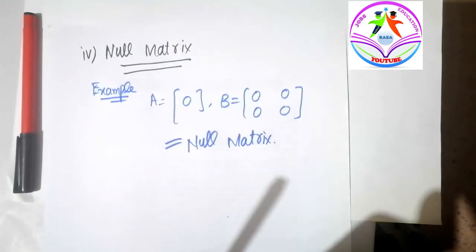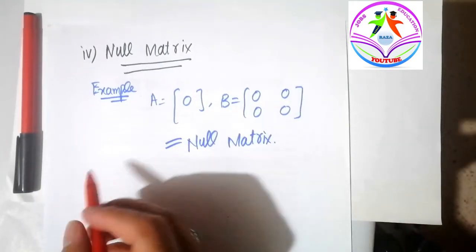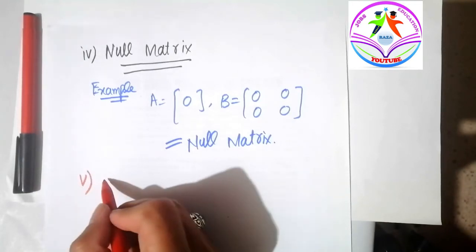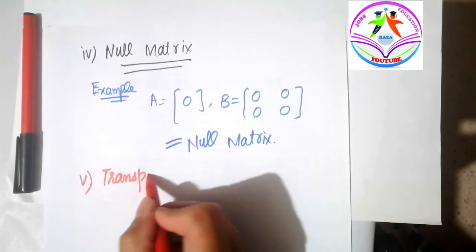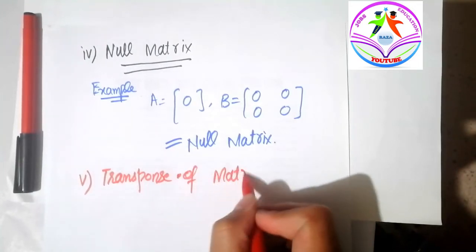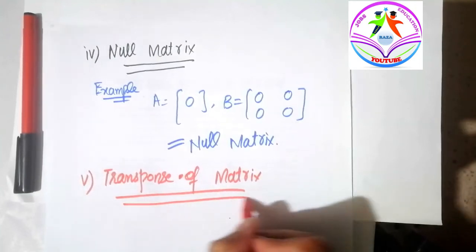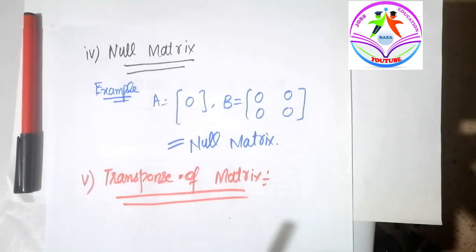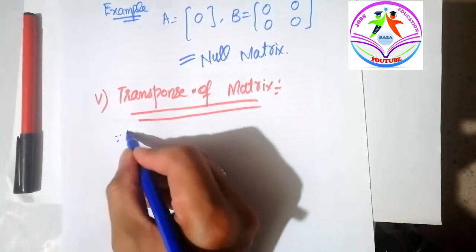Let's move toward another type of matrix. Another type is transpose of matrix. So how can we define this transpose of matrix? We can say that interchanging the number of rows into columns and columns into rows is called transpose. Let me give you a hint so you will understand it properly.